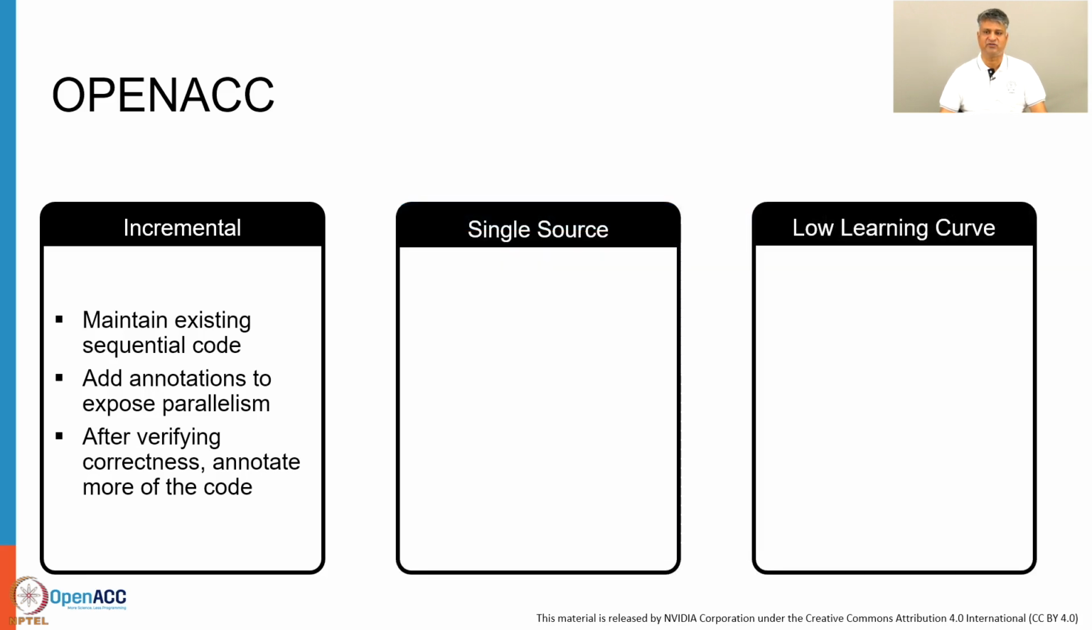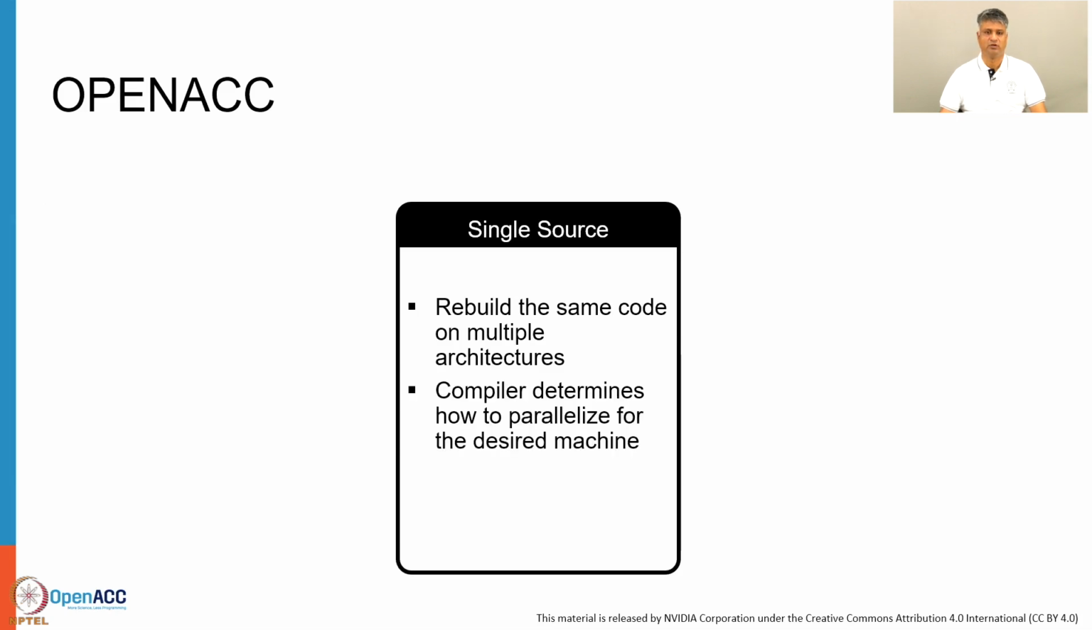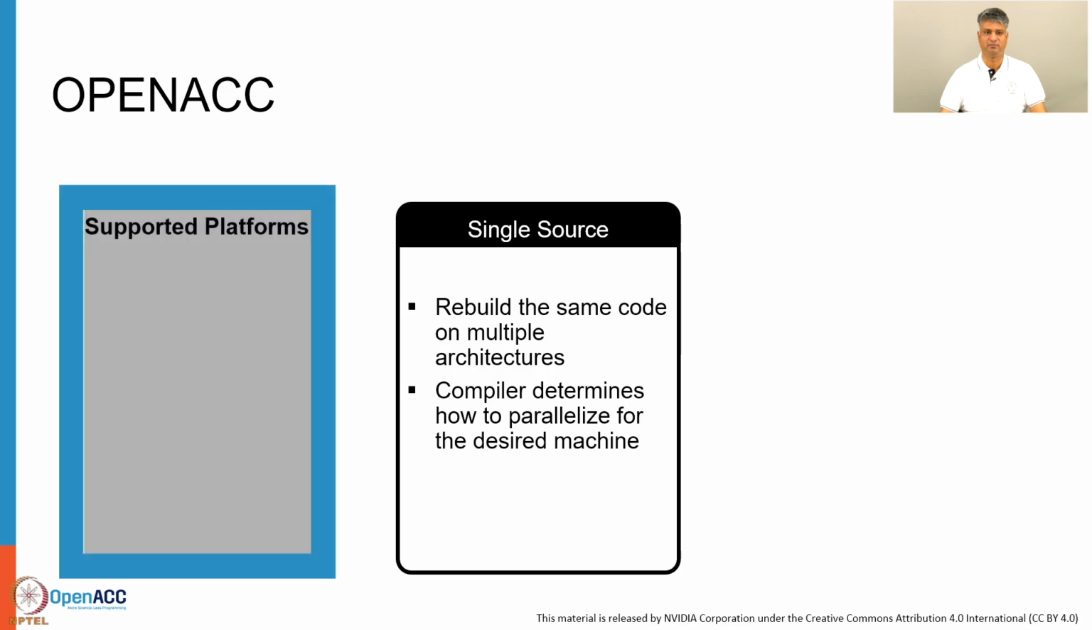As I said, the advantage of this is that you work with a single source. That means I can use the same code to rebuild it on multiple architectures. The compiler actually determines underneath how to parallelize on a desired machine. In the previous examples, we had seen that for OpenMP, we had to do one set of things. For CUDA, we had to do another set of things. In fact, for CUDA, we had to rewrite a whole lot of code to use the GPU correctly. Here, the compiler will determine how to parallelize it on a desired machine.